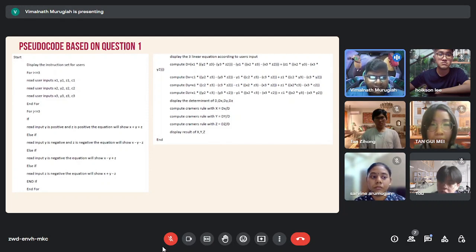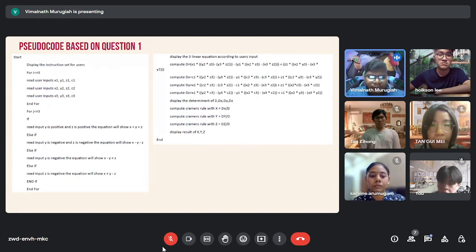For j less than or equal to 3, if read input y is positive and z is positive, the equation will show x plus y plus z. Else if read input y is negative and z is negative, the equation will show x minus y minus z.